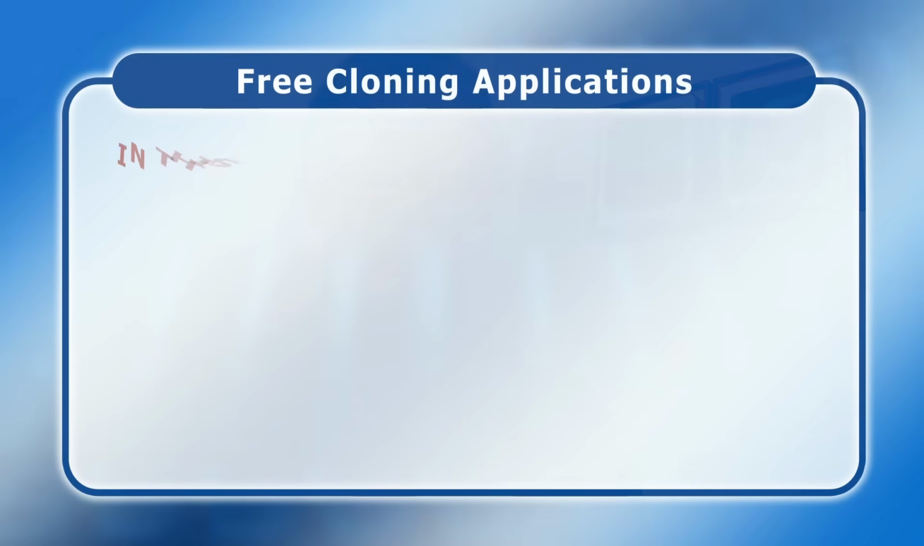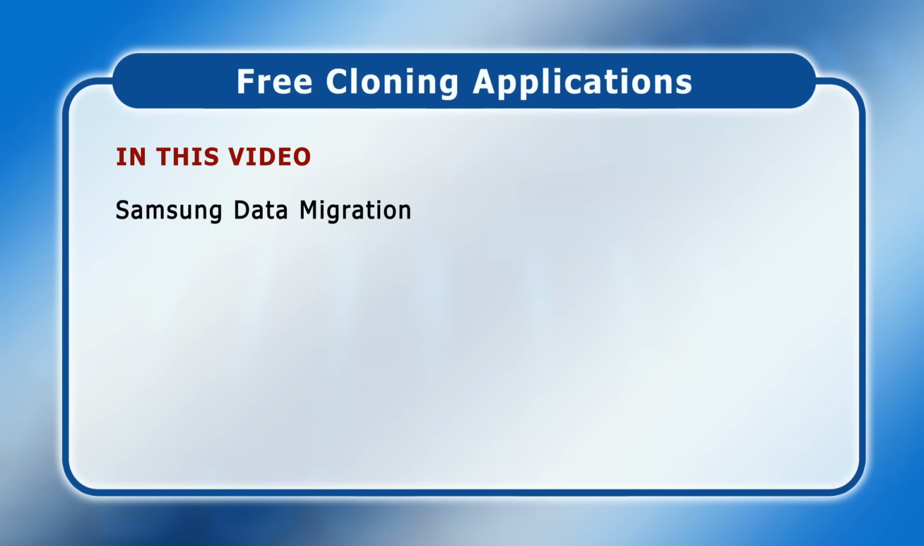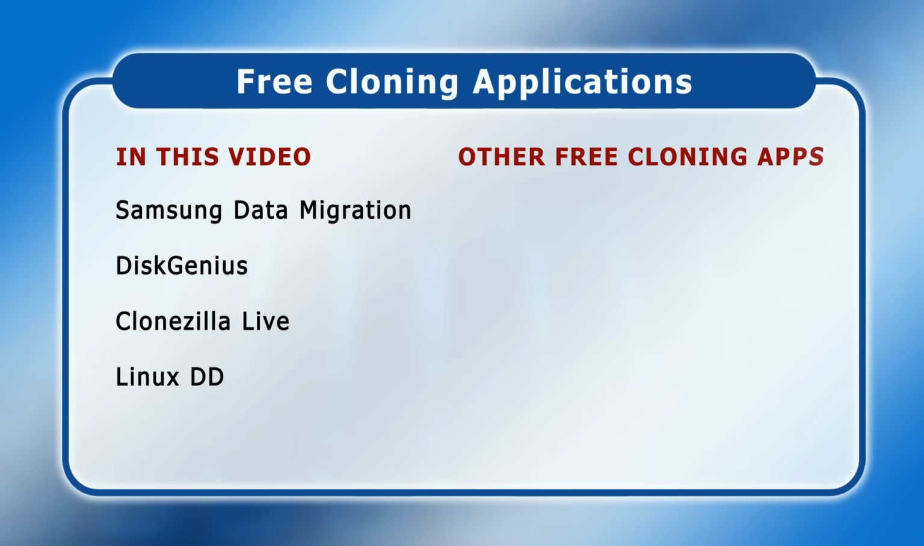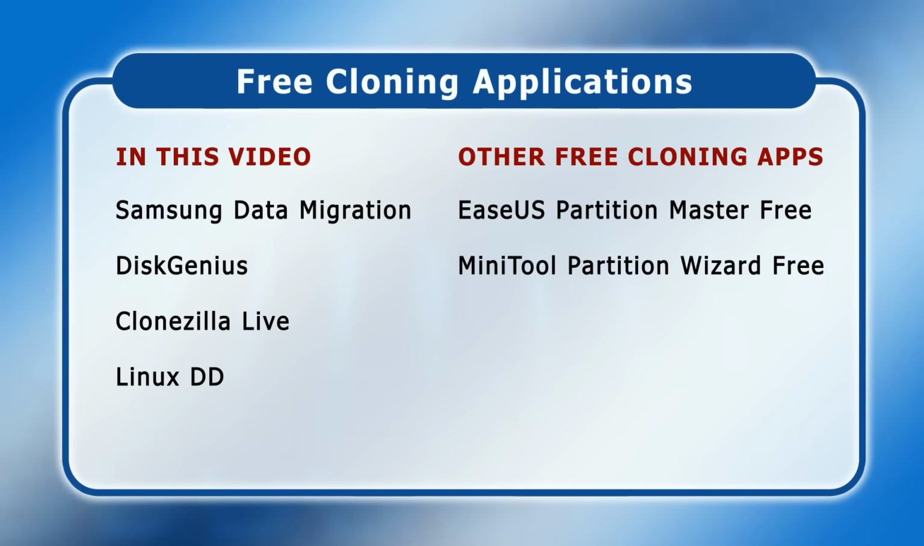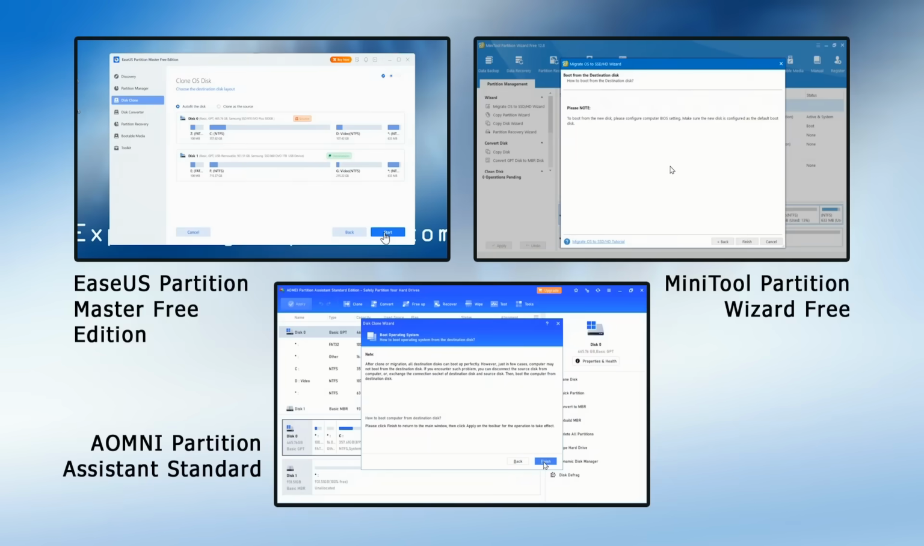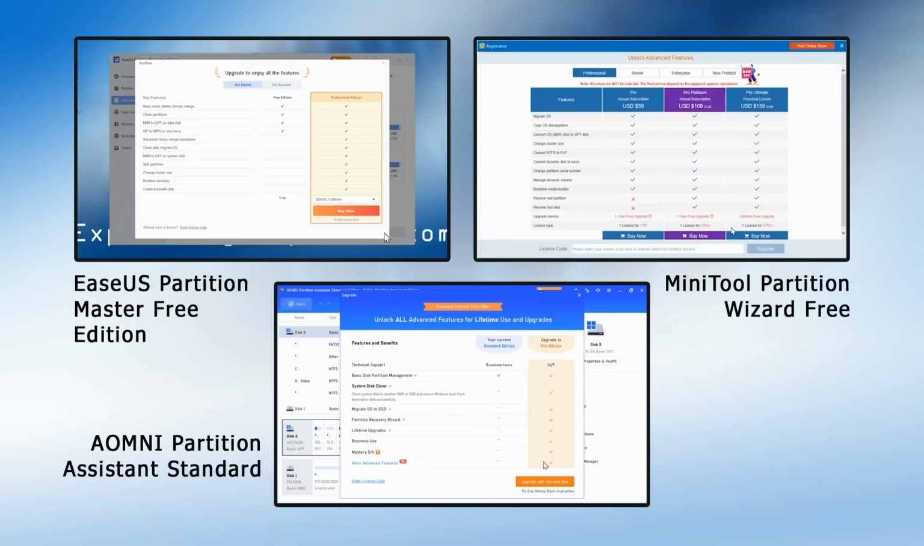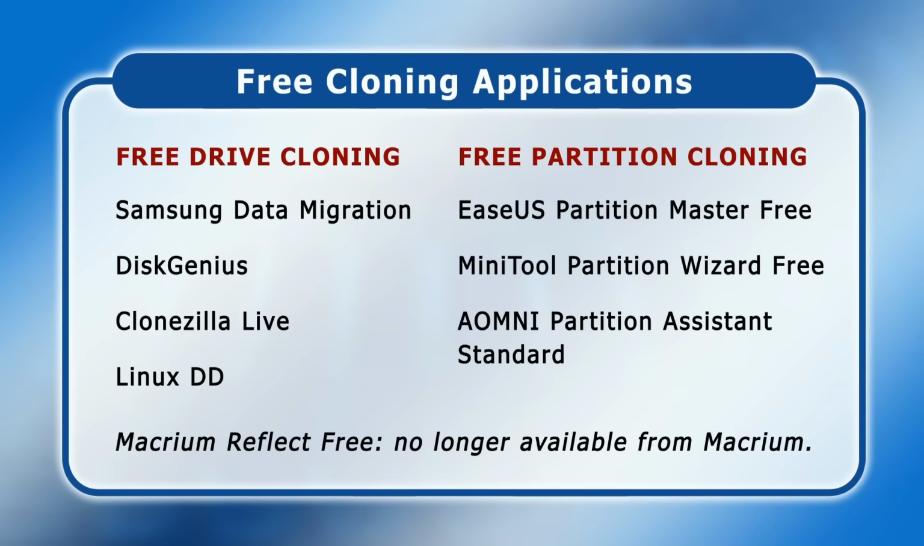The specific programs I'm going to demonstrate are Samsung Data Migration, DiskGenius, and Clonezilla Live. And I'll also say something about the Linux DD command. Other free cloning applications include Aomei's Partition Master Free Edition, MiniTool Partition Wizard Free, and IObit Partition Assistant Standard. But whilst all of these are nice pieces of software, in my tests I've discovered that none of them allow a whole drive to be cloned in the free version. I've also not included Macrium Reflect Free, as whilst this is excellent free drive cloning software, it's sadly no longer available from Macrium and reaches end of life in January 2024.